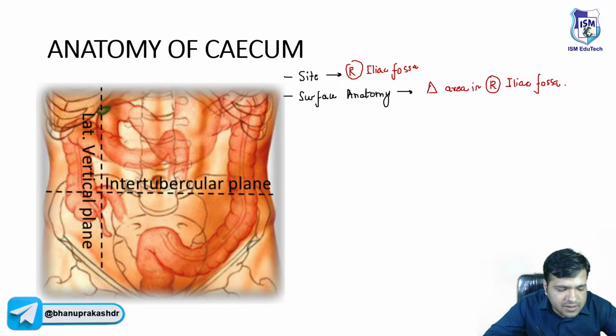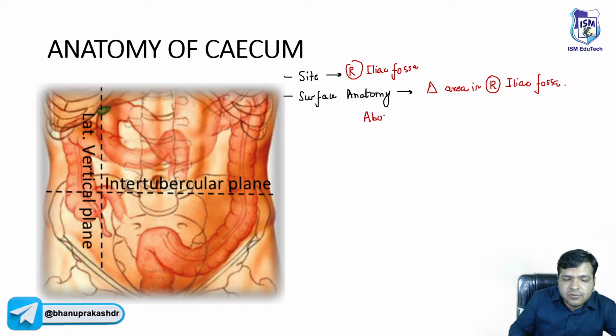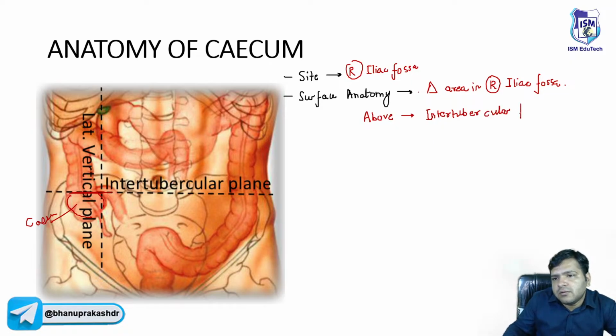If you look carefully, beta, what you will get above, in the upper direction, is the intertubercular plane. This is our cecum. What is present above the cecum, beta? It is the intertubercular plane. So above we have the intertubercular plane.